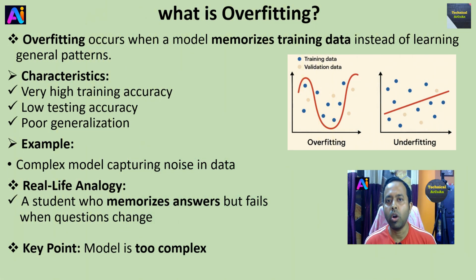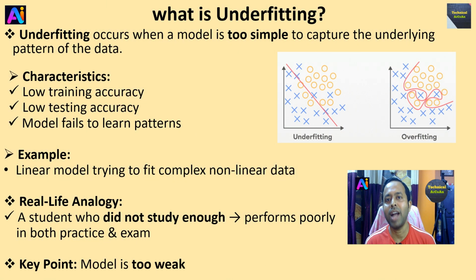Overfitting occurs when a model memorizes training data instead of learning general patterns. Characteristics: very high training accuracy, low testing accuracy, and poor generalization. Examples: a complex model capturing noise in data. Real life analogy: a student who memorizes answers but fails when questions change. Key point: the model is too complex, and overfitting happens when there is high variance. Now we talk about what is underfitting.